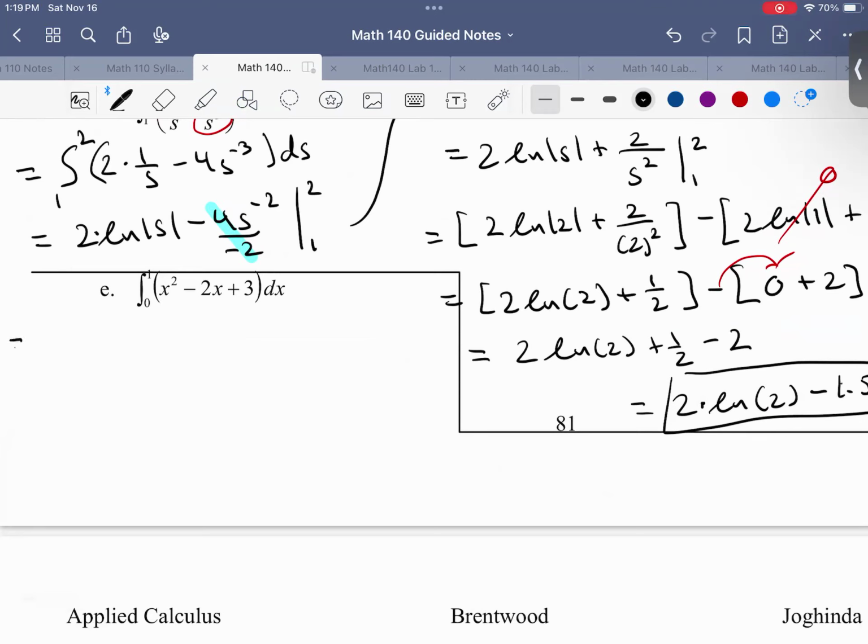So the integral of this is going to be x cubed over 3 minus 2x squared over 2 plus 3x going from 0 to 1. So this is something you can simplify here, the negative 2's, if you want to. This would be minus x squared plus 3x going from 0 to 1.